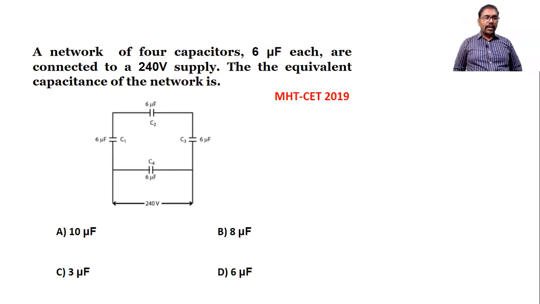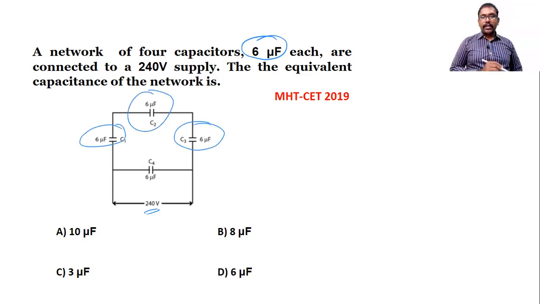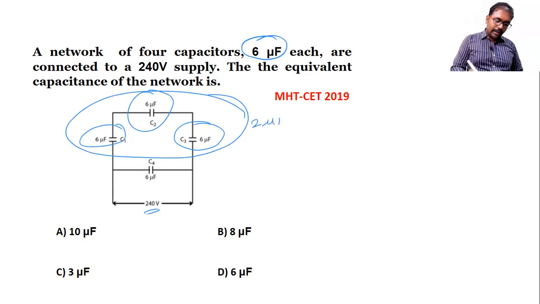Now see this network. A network of 4 capacitors, 6 microfarad each, are connected to a 240 volt supply. You can see here the supply. The equivalent capacitance of the network is, now here this and this, they are connected in series. So when same capacitors are connected in series, then the effective capacity is C by N. So 6 divided by 3 capacitors, 6 by 3 is 2. So this is coming 2 microfarad. 2 microfarad and 6 microfarad in parallel means 6 plus 2, 8. 8 microfarad is the answer for this question.